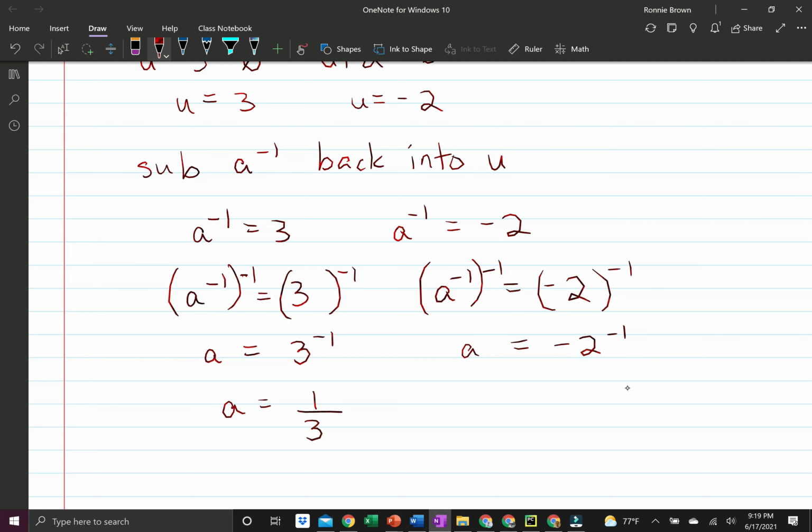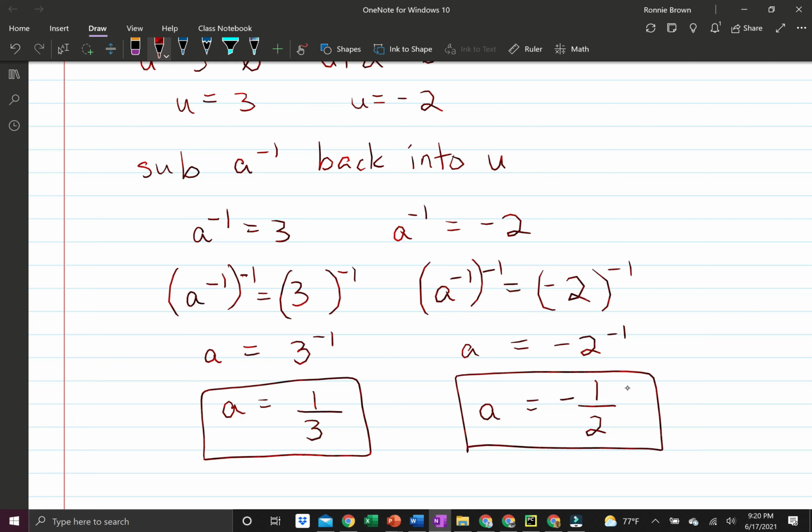Well, I don't really like that negative exponent, so according to properties of exponents, I'm going to move the 2 down to the denominator, and it becomes 2 to the positive first power, which is just 2. So a is equal to 1/3, and a is equal to negative 1/2.